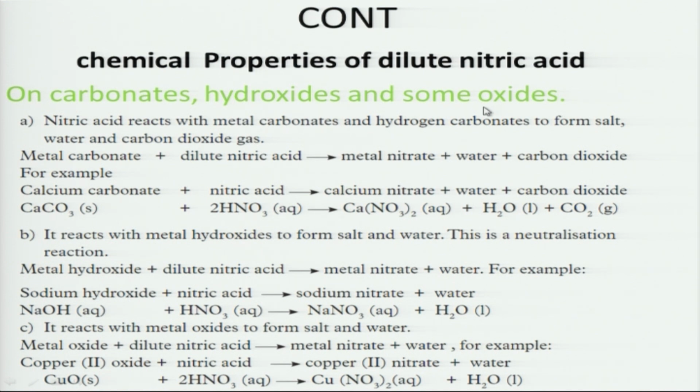How does nitric acid react with carbonates, hydroxides, and oxides? Briefly, when nitric acid reacts with metal carbonates, and hydrogen carbonates, it forms salt, water, and carbon dioxide gas.